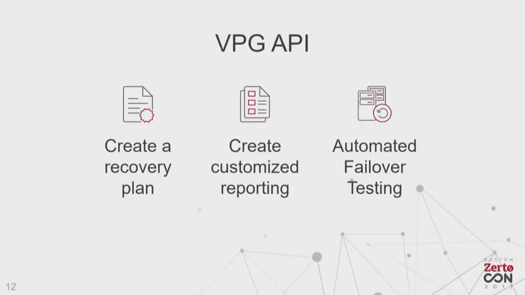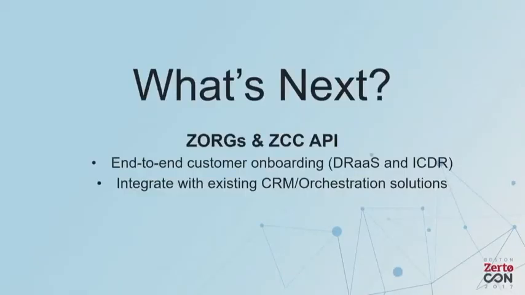Now, what's next? This is all existing. This is all API stuff you can do already. But there's more. So specifically for the ISPs in here, one of them is already in there. That's the ZORG API, which was released in update 2 of 5.0, which allows you to create Zerto organizations, ZORGs, in the ZCM using the API. So you can automate customer onboarding.